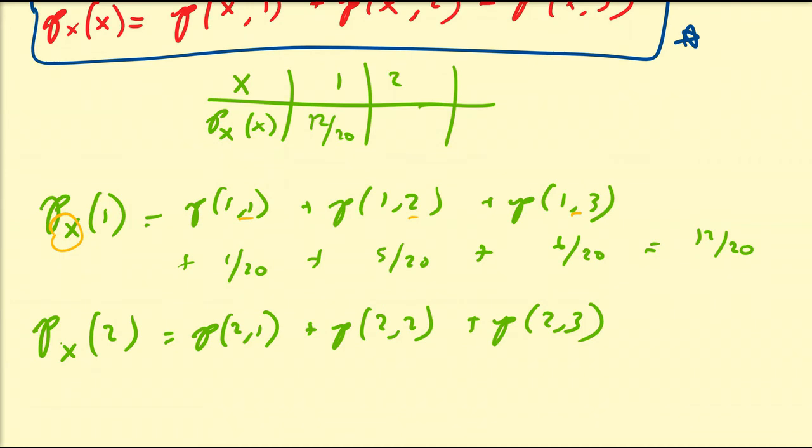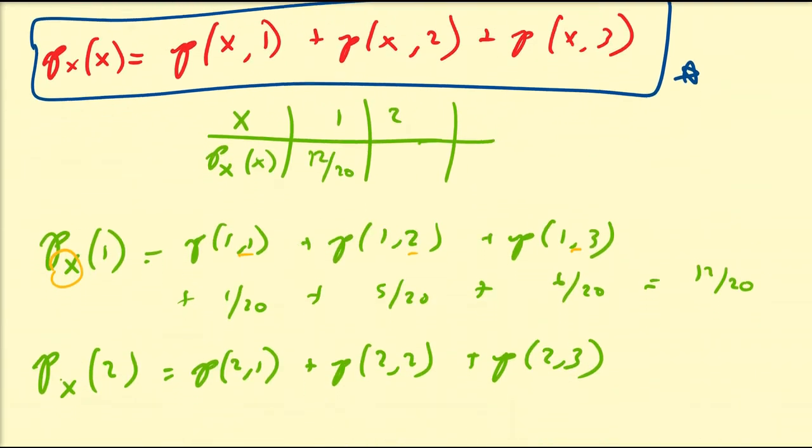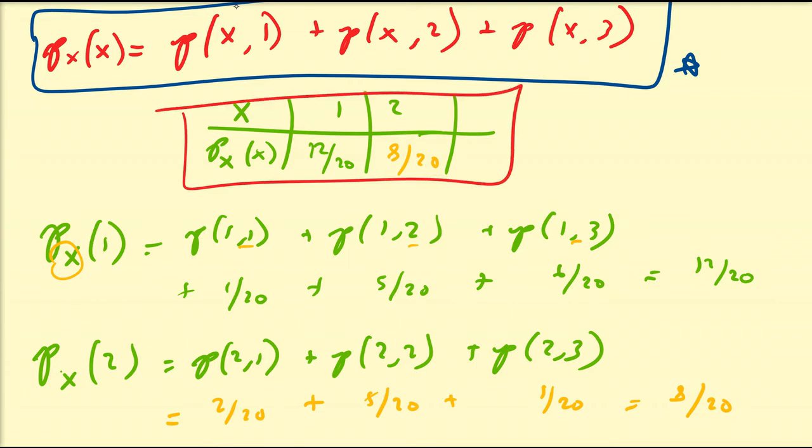So what was that? So p21, p22, and p23. So that's going to be 2/20, 5/20, 1/20. 2, 5, 1. So 5 plus 2 is 7, plus 1 is going to be 8. So that's going to be 8/20. So these are the values for the marginal PMF for x, from the joint probability mass function p of x and y.